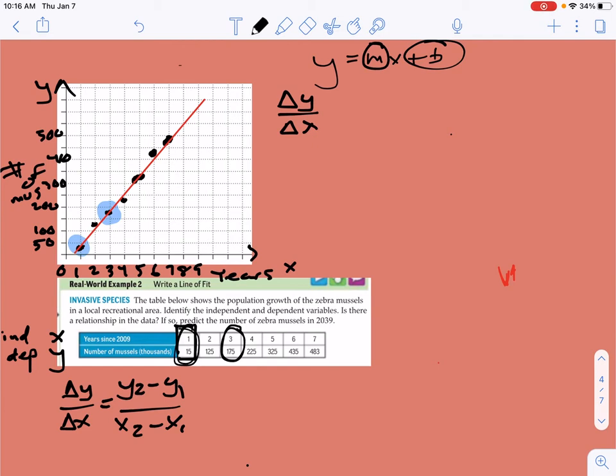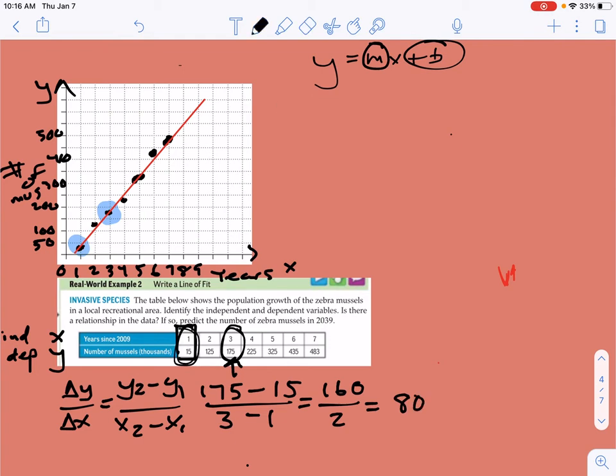So my y2 would be 175, right? And y1 then would be 15. So I have 175 minus 15. And then my x2, it has to be the x that corresponds with the 175, and that's 3. And then 3 minus 1. And so 175 minus 15 is 160. 3 minus 1 is 2. And so I get a slope of 80. So I know from having done this now that my slope is 80. So I'm halfway there. So now what I have to do is figure out what b is. I have to find b.